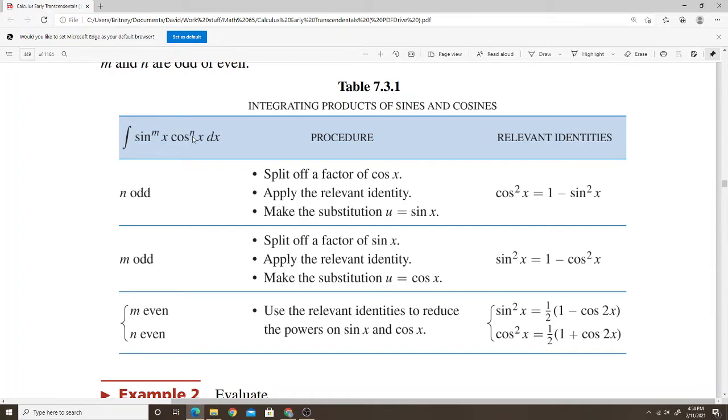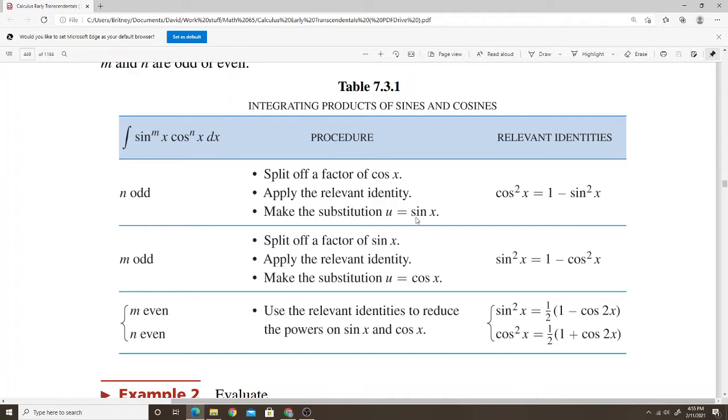If your cosine exponent is an odd number, whether the sine exponent is even or odd, it doesn't matter, right? If the cosine exponent is odd, then what you're going to do is split off a factor of cosine x. Then, since cosine was odd, when you factor one of them off, you'll be left with an even exponent now. And so you can use this Pythagorean identity to rewrite it. And then what you'll have is sine to some power times 1 minus sine to some power.